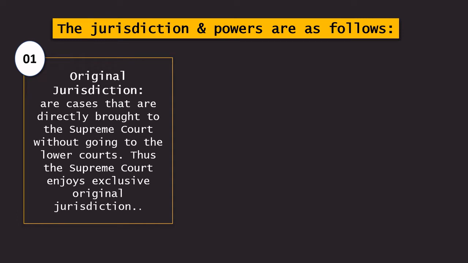What does it mean? It means that all these disputes are directly brought to the Supreme Court without going to the lower courts. But this original jurisdiction of the Supreme Court does not extend to the following disputes. A. A dispute arising out of any pre-constitution treaty, agreement, engagement, or other similar instrument. B. A dispute arising out of any treaty, agreement, etc., which specifically provides that the said jurisdiction does not extend to such a dispute.